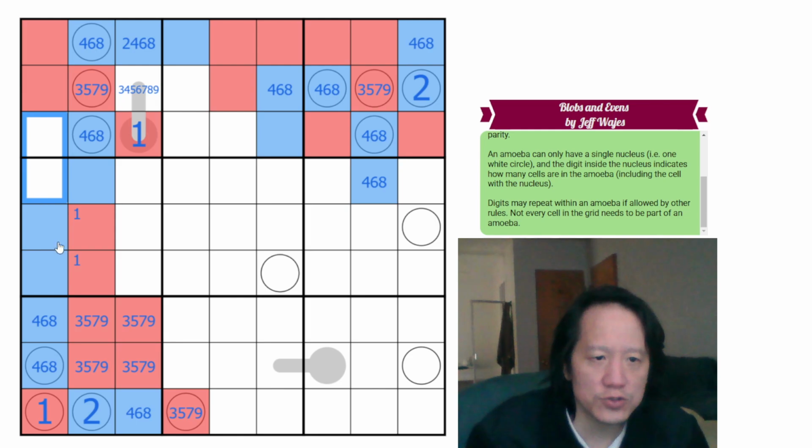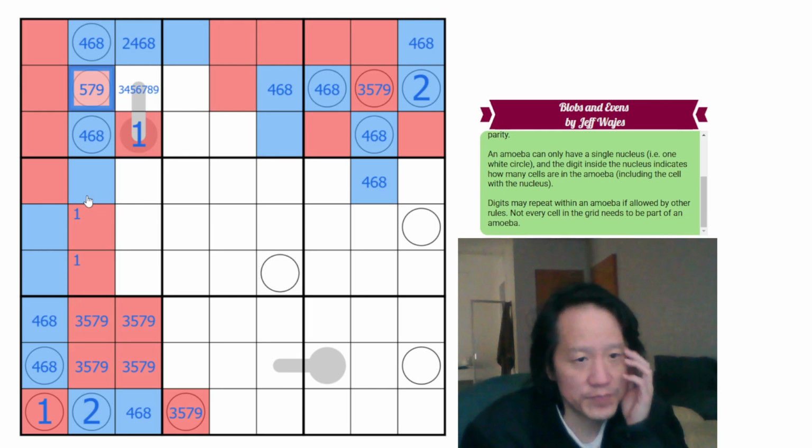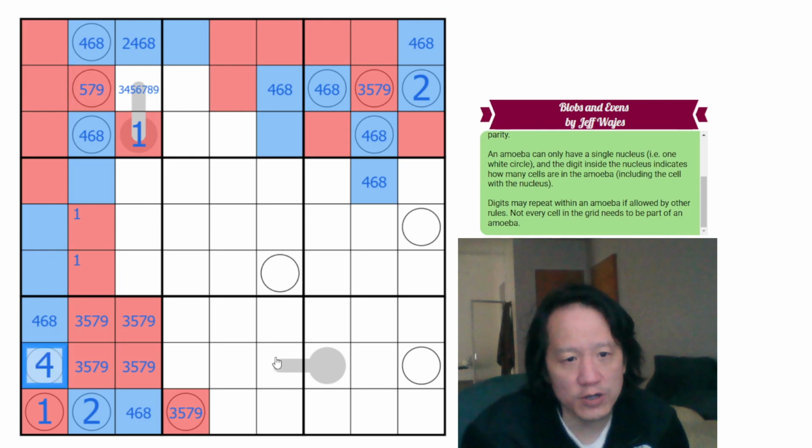And also, that's 4 evens already in column 1. Therefore, these 2 are odd. Therefore, this is at least 5. This has to be 4 exactly. So this can't be 4. This can't be 4. This is 2, 6, and 8 then.